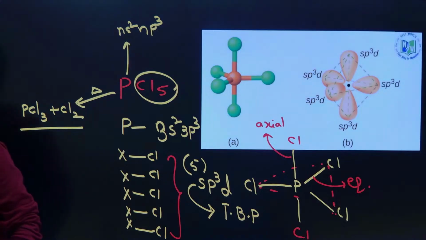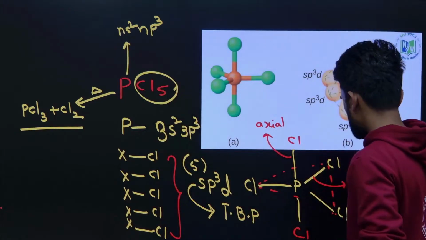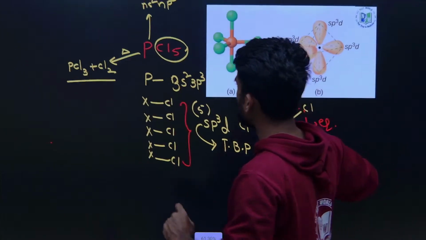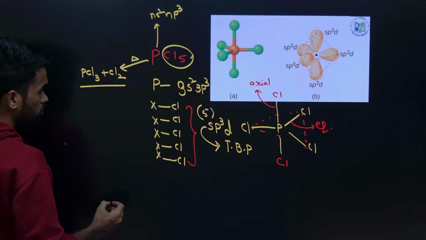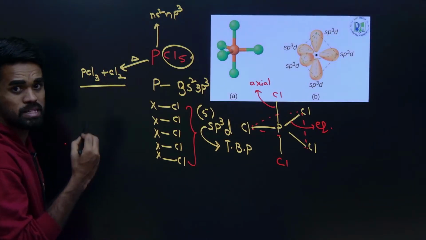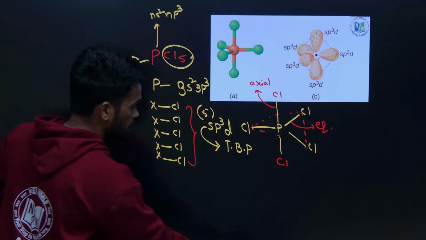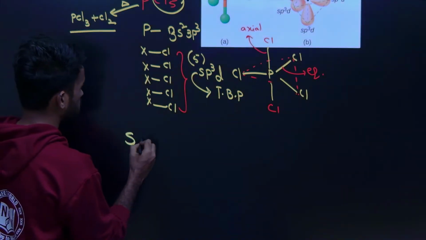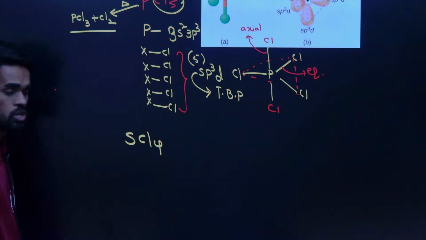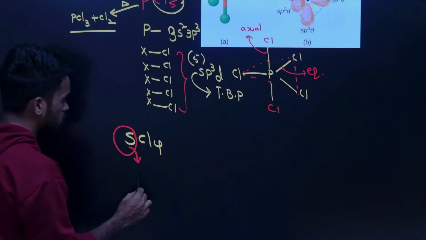I hope everything is going well here. Next, tell me, what if there is sp3d hybridization, but only 4 bonds are there with 1 lone pair? You can take the example of SCl4 or SF4. In this case sulfur has 6 valence electrons, so take 6 dots like this.